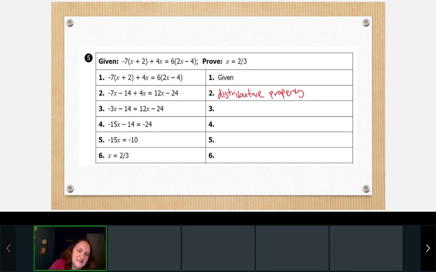Okay, so then step 2 to step 3. Notice that the right side hasn't changed at all. The only thing that's changed is this left side. I had a negative 7x minus 14 plus 4x, and now I have a negative 3x. So to combine that negative 7x and the 4x, we call that combining like terms. And you can use that as a reason. You might also see this written as simplifying. It's the same thing. If you want to write simplify, you can. If you want to write combine like terms, you can. It doesn't matter.